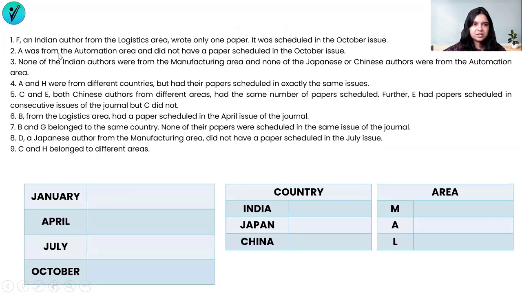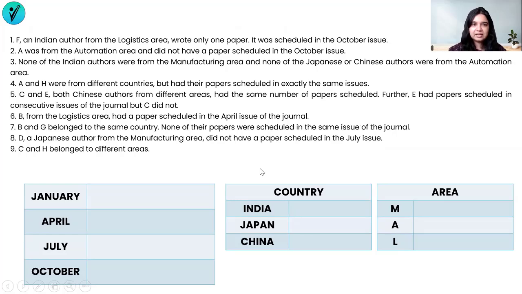So I have written down all the conditions that followed here, but we still have to write down the number of people and everything. So there's January, April, July, and October. These are the issues that we have to talk about. The countries are India, Japan, and China, and the areas are manufacturing, automation, and logistics.